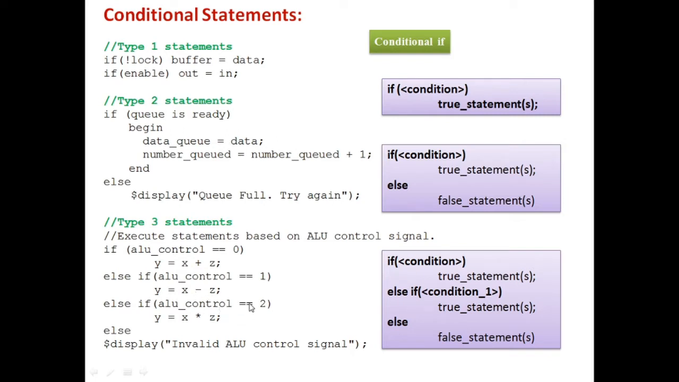If not, I will be checking for 2 and this corresponding statement will be executed. If neither of the conditions is satisfied, else by default something has to be displayed in the console window, that is invalid control signal. So these are the three types of conditional statements which we use in our behavioral abstraction.